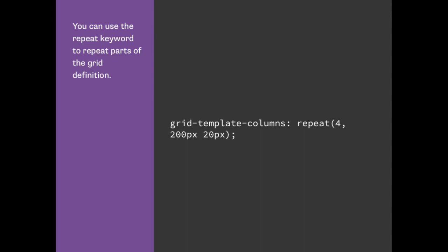And you can also use a repeat keyword, which, if you're doing a 16-column type grid system, means you don't want to have to write out the whole thing. So here we've got repeat 4 times, this 200 pixel, 20 pixel setup. That will just save writing out 200 pixel, 20 pixel 4 times. You can use repeat to do that.